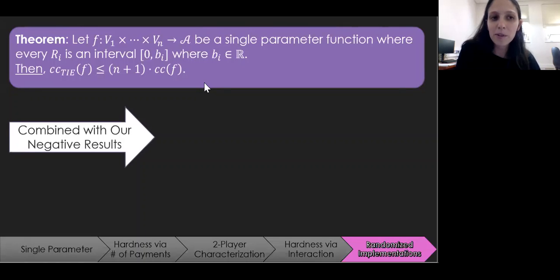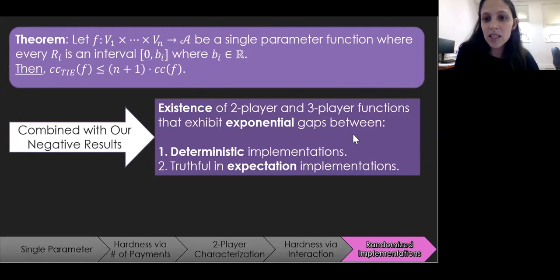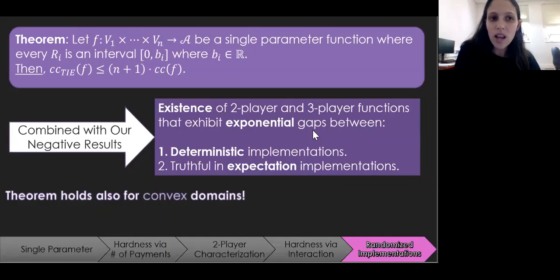And as we've said before, combined with our negative results, we get exponential gaps for single parameter functions between deterministic implementations and truthful in expectation implementations, because for the two constructions that we've seen, we showed that a deterministic implementation required a lot of bits, but a truthful in expectation implementation can be computed relatively easily. And we wanted to emphasize that the theorem holds also for convex domains.